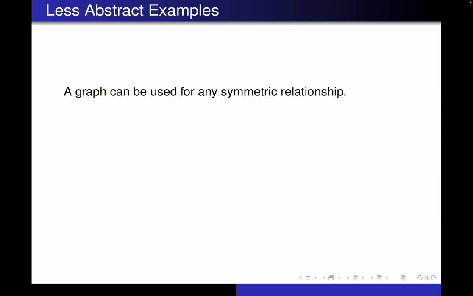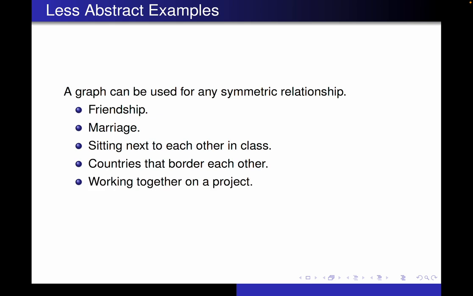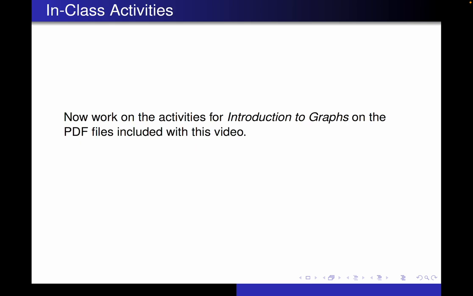So I just want to point out a graph can be used for literally any symmetric relationship between any types of objects. So all those symmetric relationships that we talked about before when we did relations, like friendship, like marriage, like sitting next to each other in class. I guess we haven't looked at that example, but it's easy to see that that one is symmetric as well. Countries that border each other, that's also a symmetric relationship. People working together on a project, that's also a symmetric relationship. So keep these examples in mind as you work on the activities.